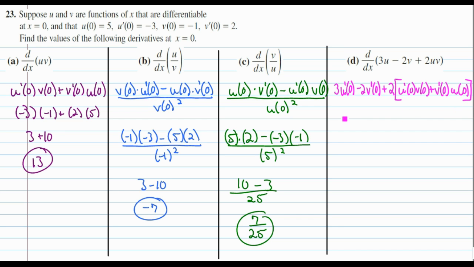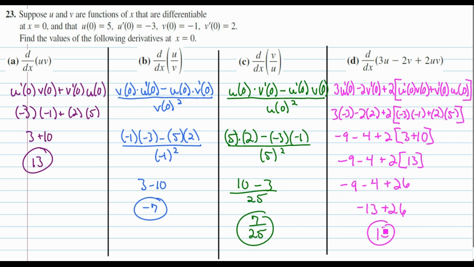I'm going to plug in some numbers. So I've got 3 times the derivative of u at 0, which is negative 3, minus 2 times v prime at 0, which is 2 from the directions, plus 2 times this whole mess in here. So u prime evaluated at 0, which is negative 3, times v at 0, which is negative 1, plus v prime at 0, which is 2, and then u of 0, which is 5. So I get 13.